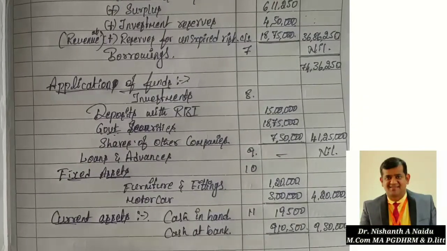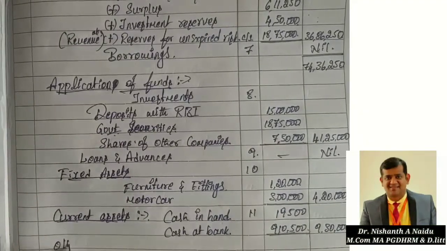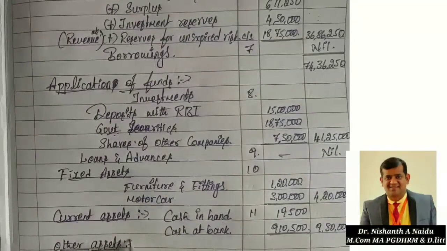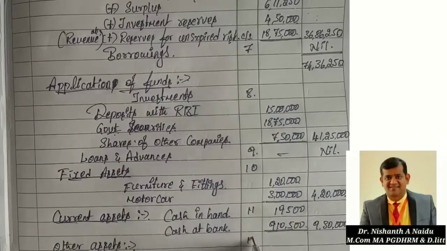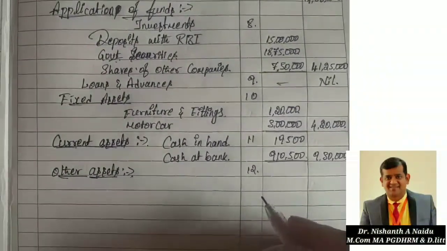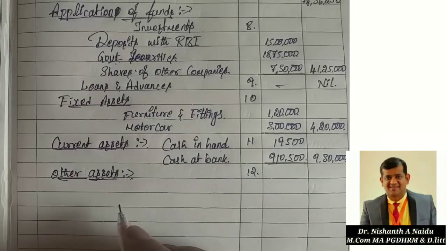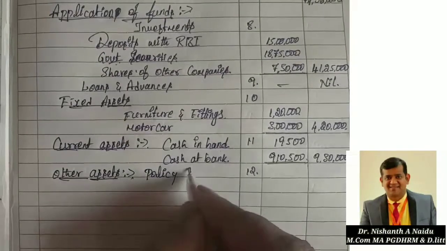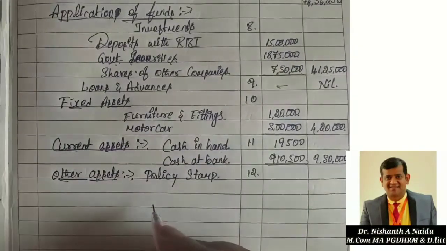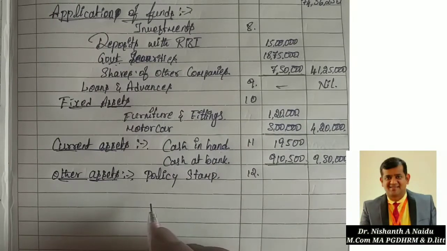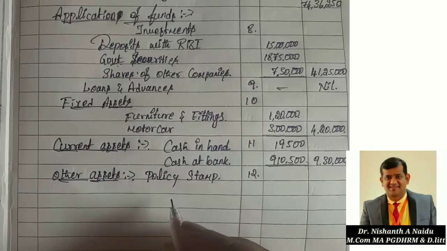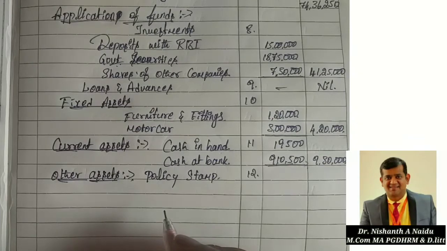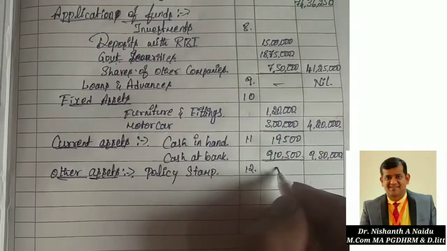9,30,000 rupees. Next, other assets. That is schedule number 12, other assets. The first one comes under policy stamp. How much policy stamp do we have? It is 3,750, right? Yes, on the debit side, 3,750.